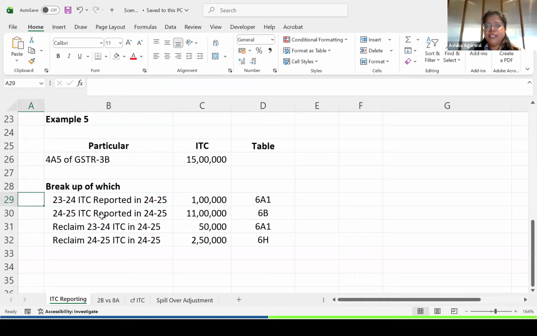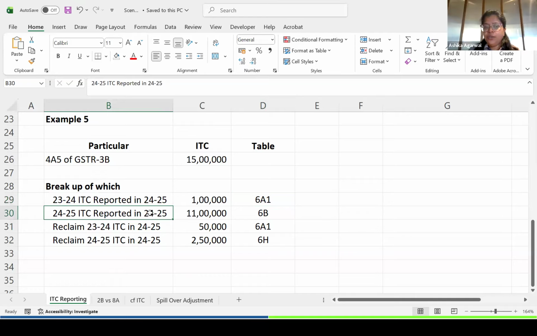Now last year ITC of 23-24 which you have claimed in 24-25, you have to report separately in table 6A1. ITC which belongs to fresh availment, like 11 lakh, is 6B. And which is a reclaimable of 24-25, you have to report in 6H. But reclaimable of 23-24 will be reported in 6A1. So whatever may be the last year ITC, it needs to be reported in 3.1, maybe fresh ITC or reclaim ITC. Both they want us to report in 6A1.